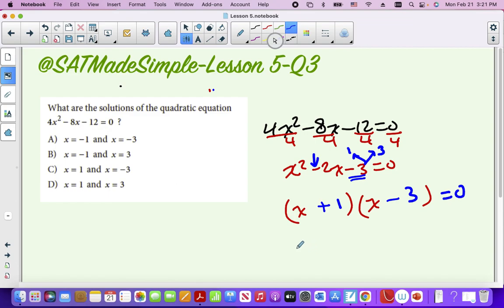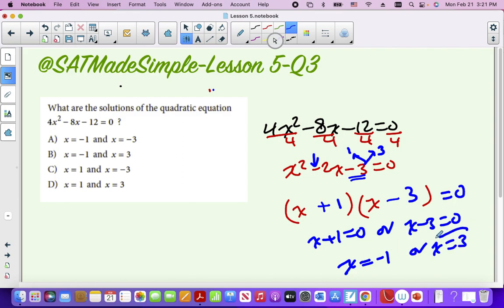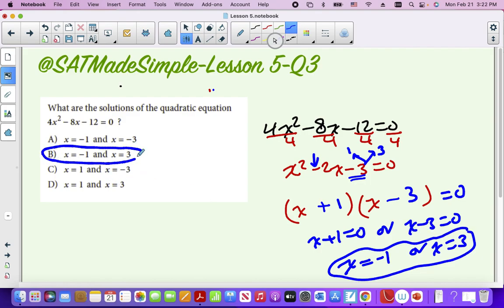Null factor law, x plus 1 equals 0, or x minus 3 equals 0. That implies x equals minus 1 or x equals 3. These are the solutions of this equation, and that makes B my correct answer.